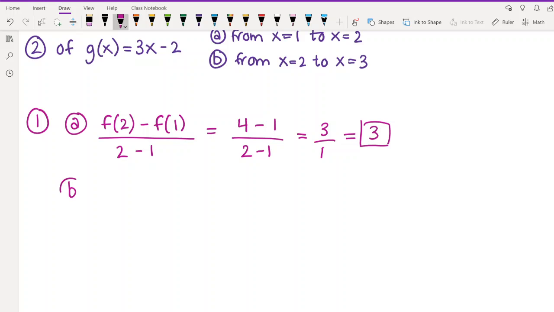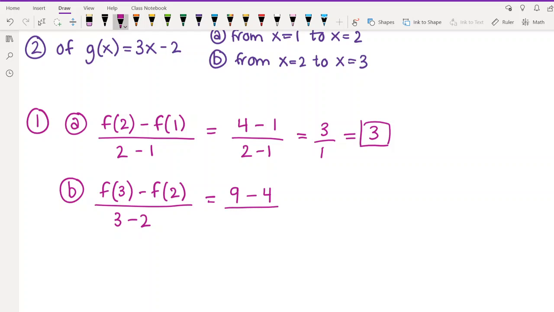If we do the same thing now with the other two points, that's f of 3 minus f of 2 over 3 minus 2. Plugging into our function, f of x is equal to x squared, f of 3 is 3 squared, which is 9. F of 2 is 2 squared, which is 4. And then we're dividing by 3 minus 2, which is 1. So we have 5 over 1, and we get an average rate of change of 5.